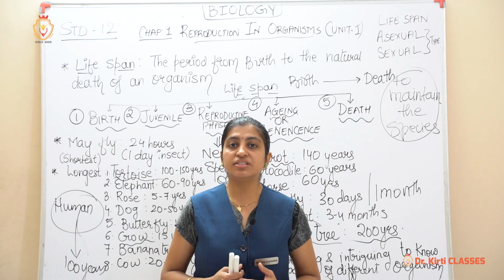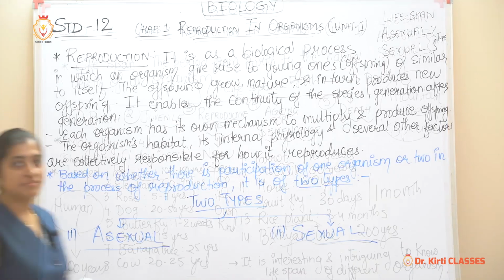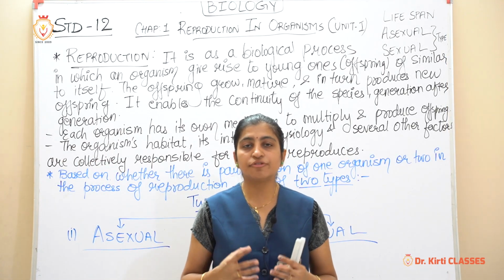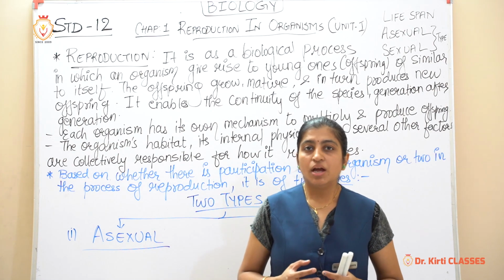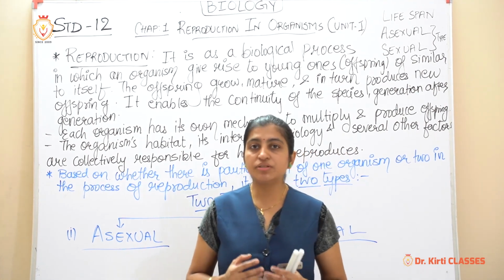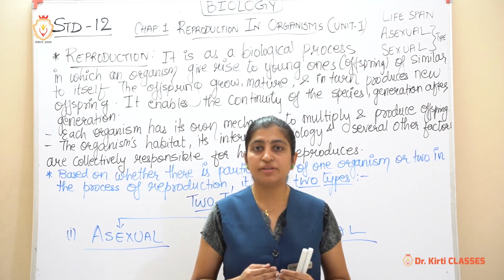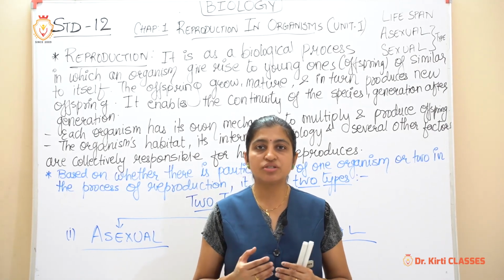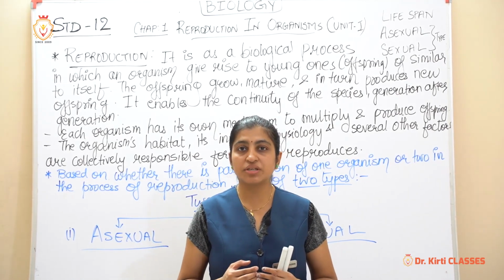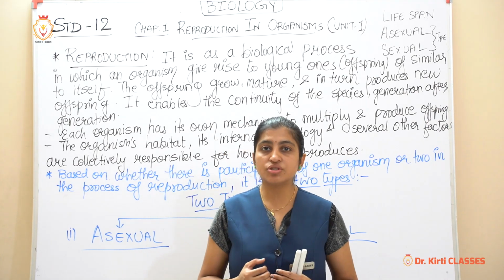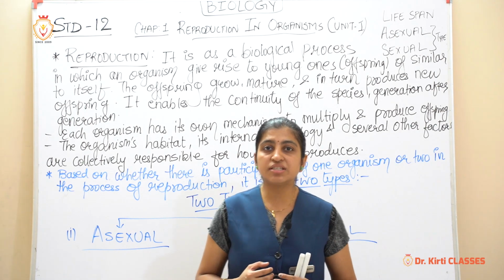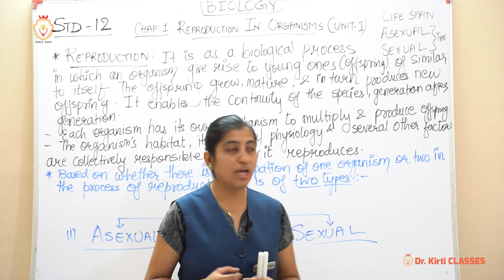In the next session, we will start with the types of reproduction. After knowing the definition of lifespan and a few examples of the lifespans of living organisms, we will start with the next topic of the chapter, that is reproduction. Before going to the types of reproduction, we will see a note on reproduction. It may be asked as a short note question, a 2-mark question: what is reproduction and what are the types. So here we will see a proper definition of reproduction.